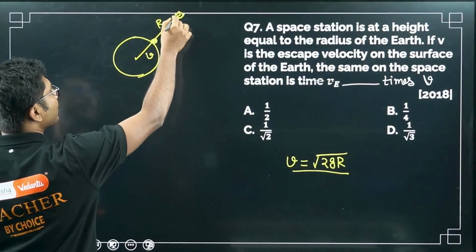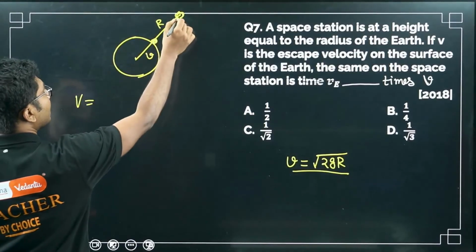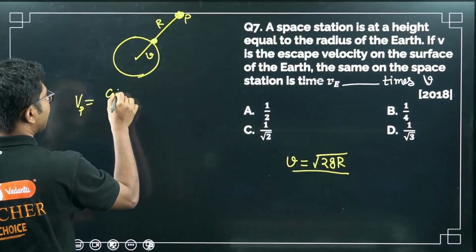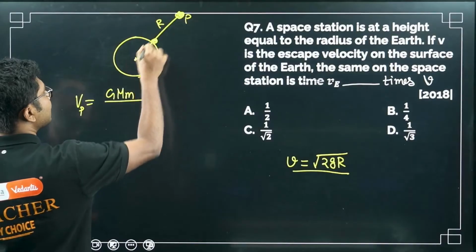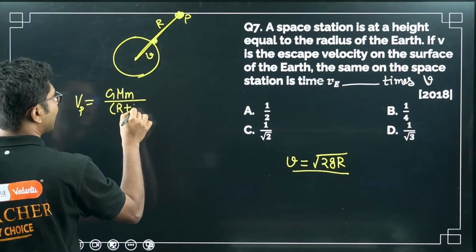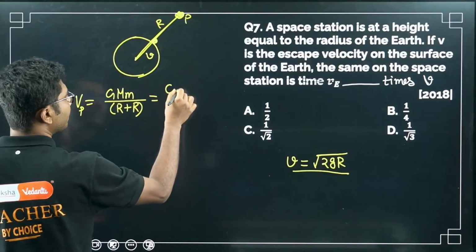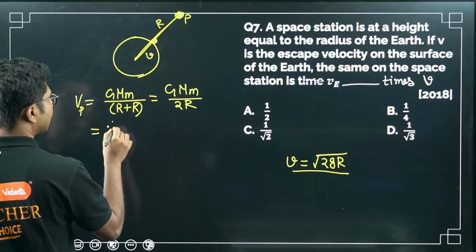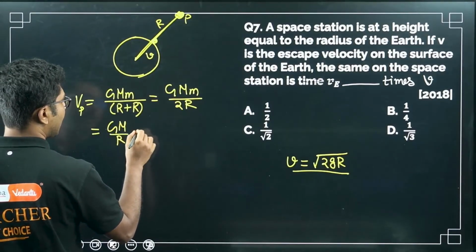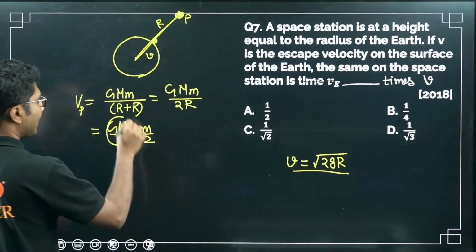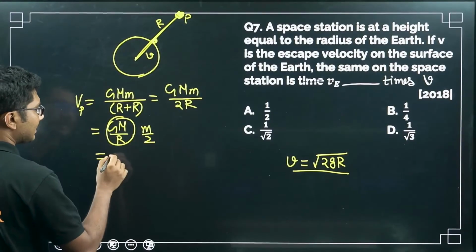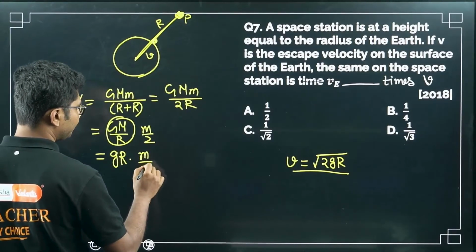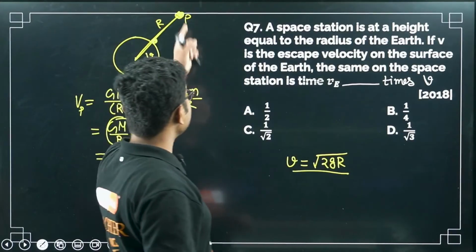So here, what is the potential energy? The potential energy at point P is given by GMm by the distance r plus r. We have already done it in our previous problem, so it will be GMm by 2r, right? Or we can write this as GM by r times m by 2. What is GM by r? We already know that GM by r is nothing but gR, so we can write this as gR m by 2. Right, so this is the potential energy at this point.